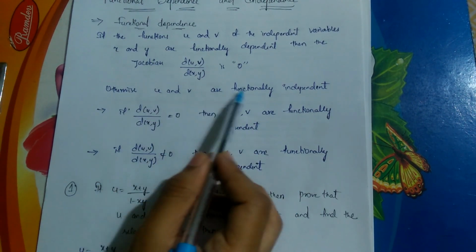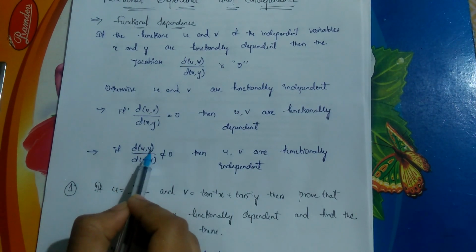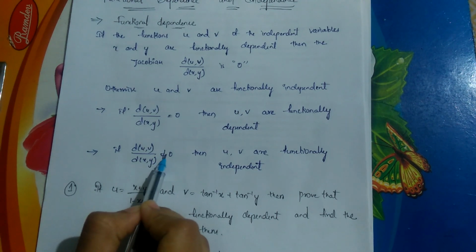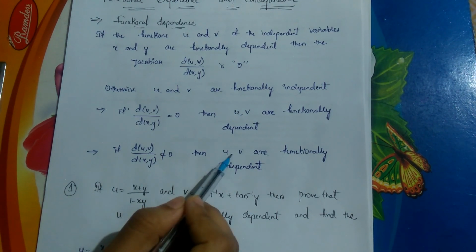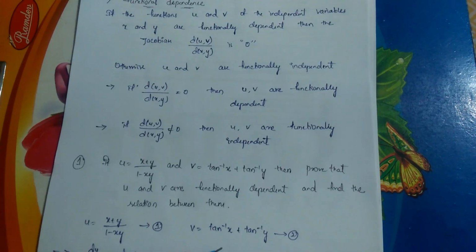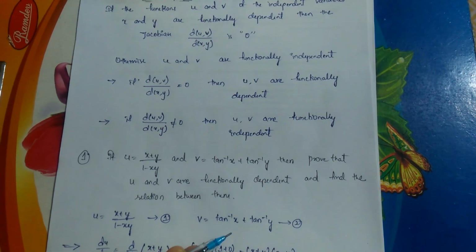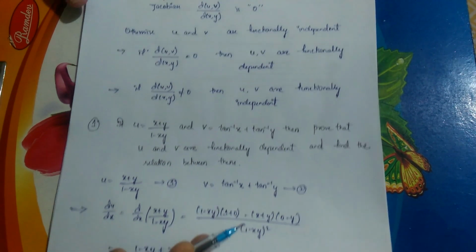Otherwise, u and v are functionally independent. It means if ∂(u,v)/∂(x,y) is not equal to 0, then we can say that u and v are functionally independent. So this is what functionally dependent and functionally independent mean. We shall see a problem here.